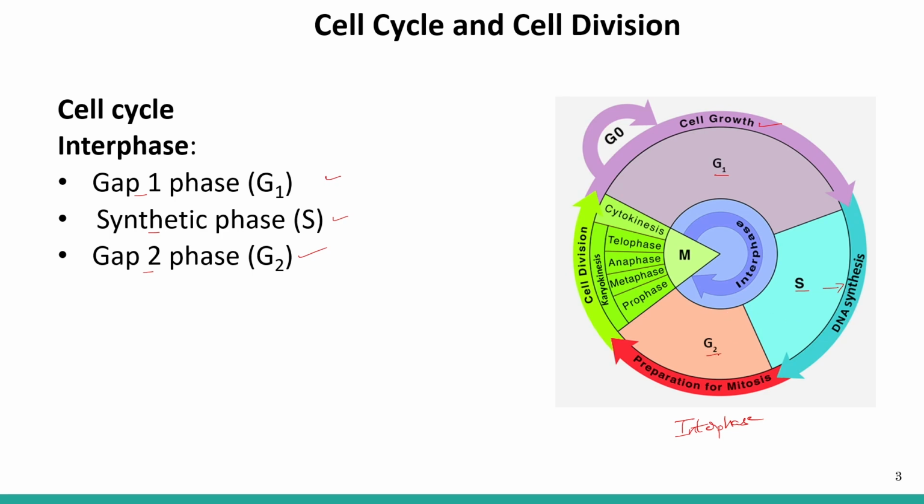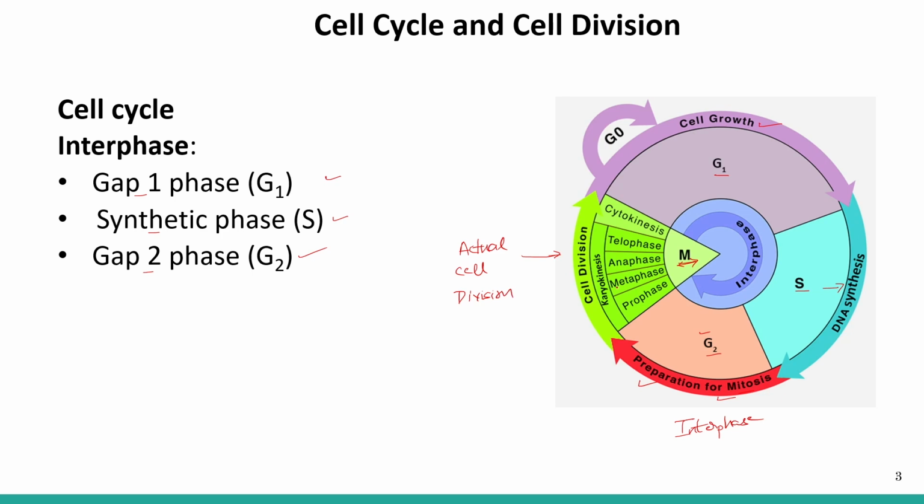And then we have the G2 phase. In this stage, what happens? Final preparation of the cell is going on, so preparation for the mitosis or the cell division is taking place here. Till G2 we have the interphase, and then after interphase we have the M phase, known as the mitotic phase. And during the M phase, what happens? Actual cell division takes place in the M phase.